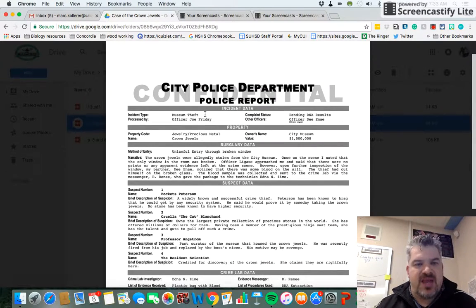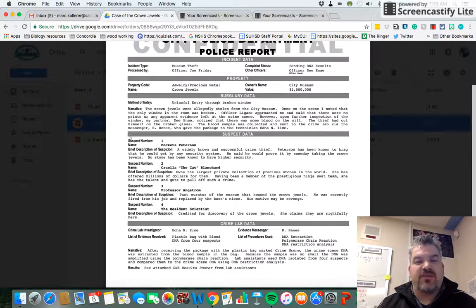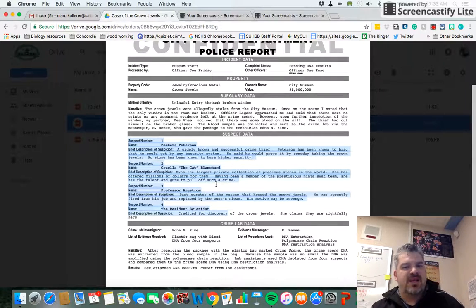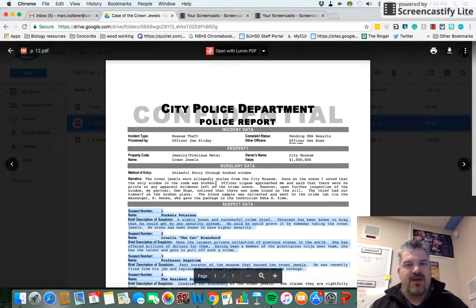It's page 10. It goes over what the situation is. So there was a robbery in a museum, and your task is to figure out which of the four suspects committed the robbery. So these are the four suspects. Read this page. There's some silly DNA jokes that you might find amusing.